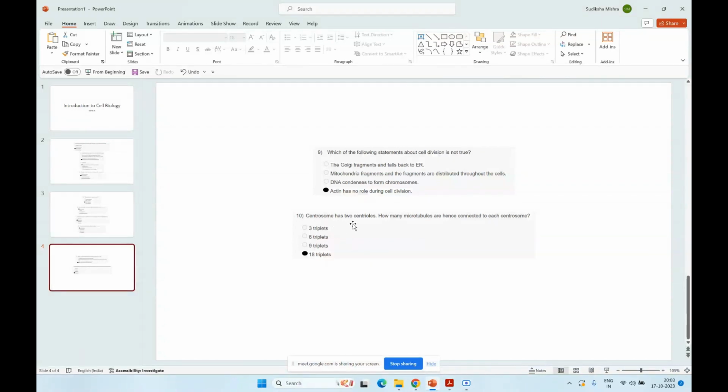The centrosome has two centrioles. How many microtubules are hence connected to each centrosome? If you remember, there are nine sets of microtubules in each centriole, and each microtubule that connects to the centrosome connects to one triplet. So there are 18 triplets. I hope that was clear.